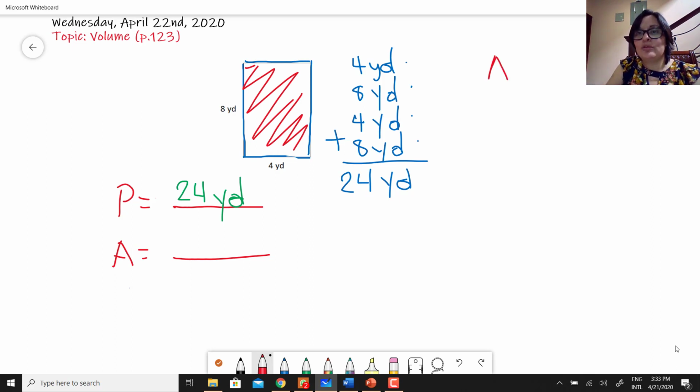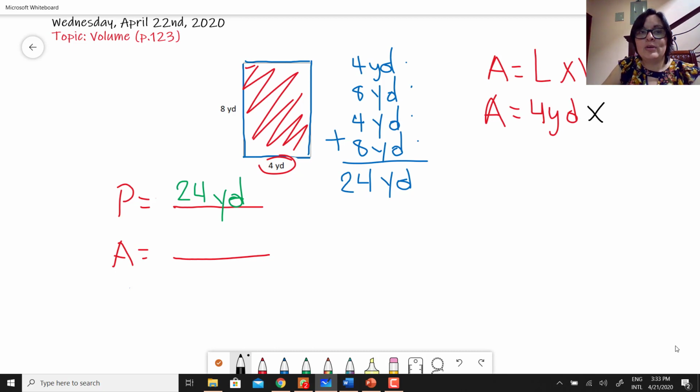So we have to use a formula to calculate the area. And we say that area equals length times width. So then we substitute, who is length? 4 yards. Here you multiply. And who is width? 8 yards.